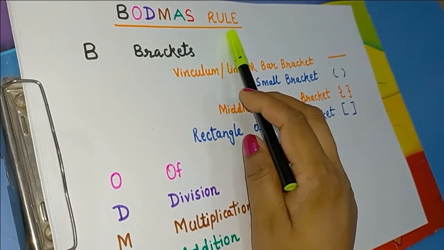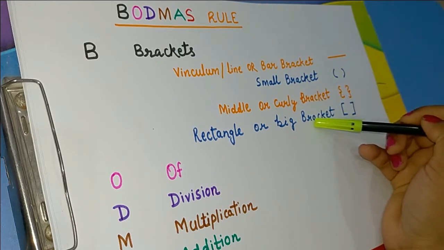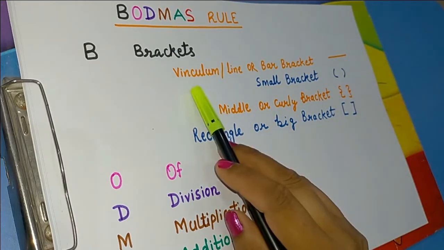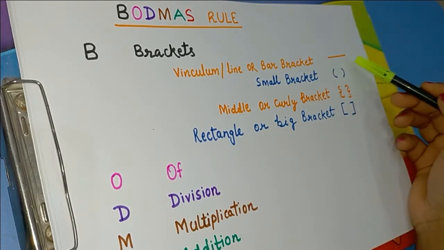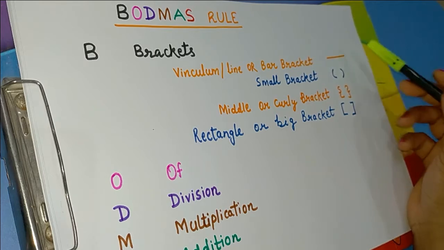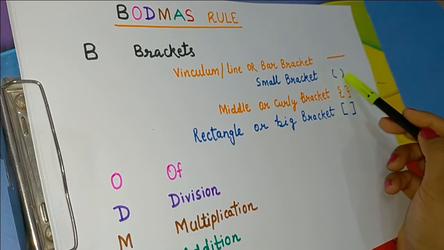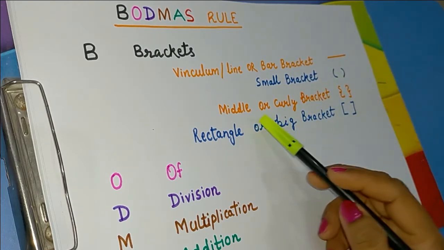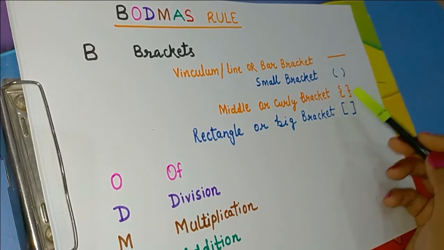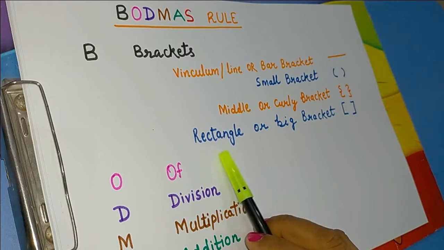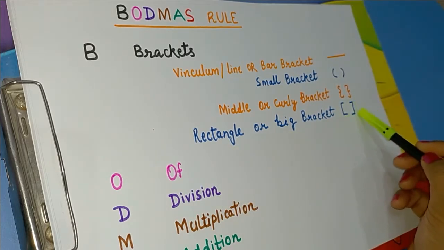According to BODMAS rule, brackets have the highest priorities. We have four different types of brackets in mathematical expression, and the vinculum or line or bar bracket has the highest priority, where the numbers are written under the line. The second highest priority bracket is small bracket, where the numbers are written between the parentheses. Third highest priority bracket is middle or curly bracket, which is written like this. Fourth highest priority bracket is rectangle or big bracket, where the numbers are written between the rectangle brackets.